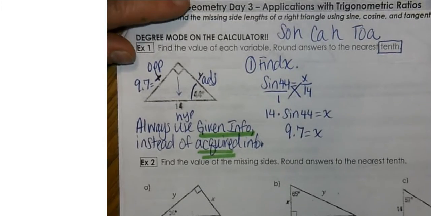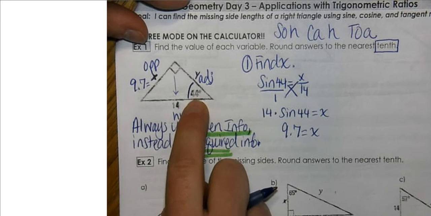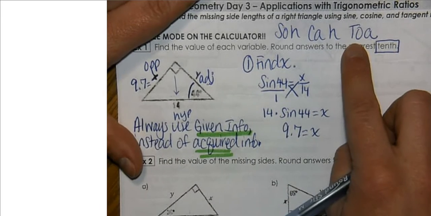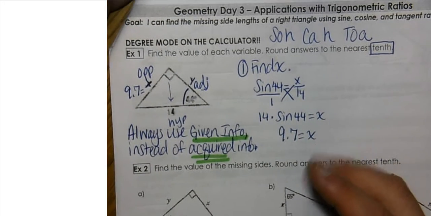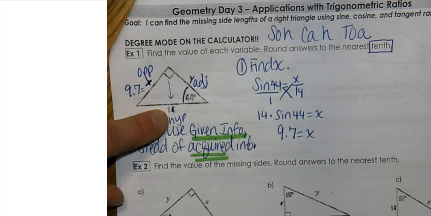So since I know that this is 9.7, I could use it to find Y. I could work with 44 degrees, opposite, adjacent. I could work with tangent. Because this is a right triangle, I could also use the Pythagorean theorem to find Y. 9.7 squared plus Y squared equals 14 squared.